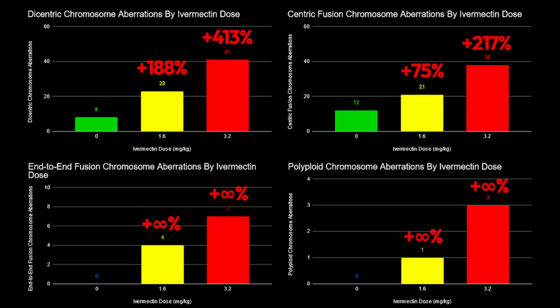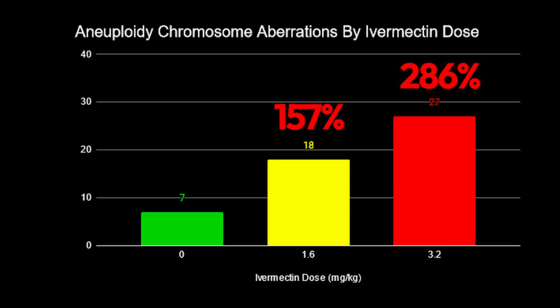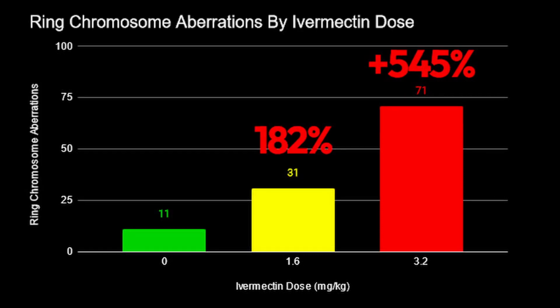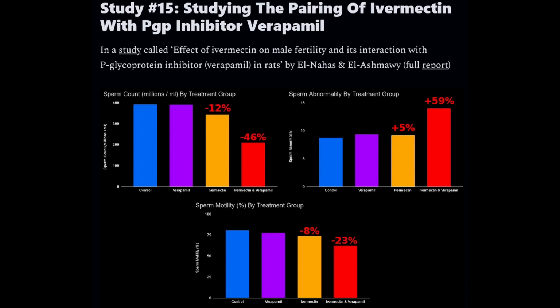For polyploid, also 0 in the control. That goes up to 1 in the 1.6 milligrams per kilogram ivermectin dose, and then it goes up to 3 in the 3.2 milligrams per kilogram dose. Aneuploidy chromosome aberrations, up 157% with 1.6 milligrams per kilogram ivermectin, and up 286% with 3.2 milligrams per kilogram. And the last category here, ring chromosome aberrations, up 182% for 1.6 milligrams per kilogram, and up 545% for 3.2 milligrams per kilogram. The next study, study number 15, is a very interesting one.